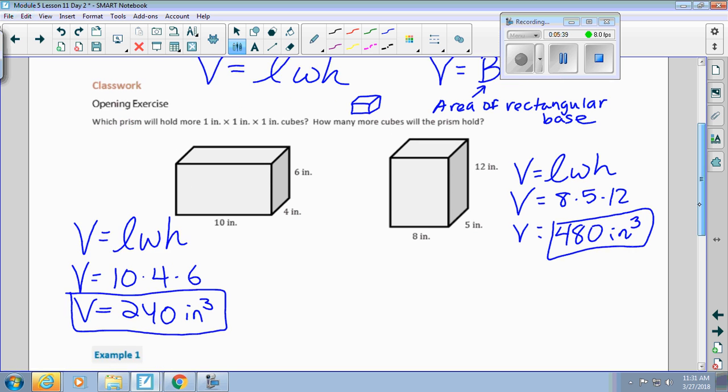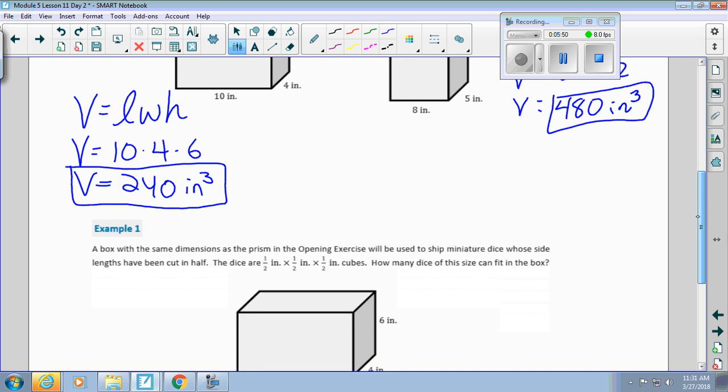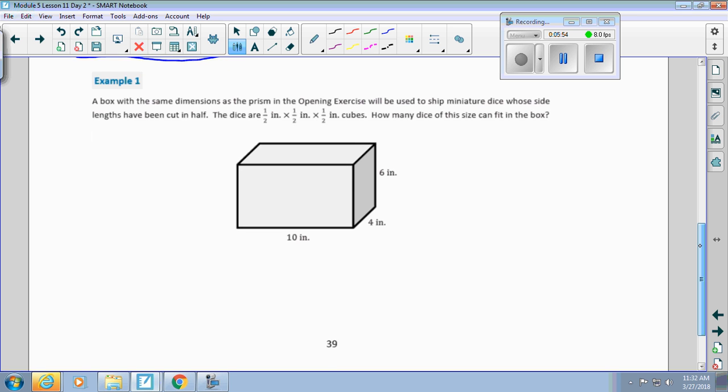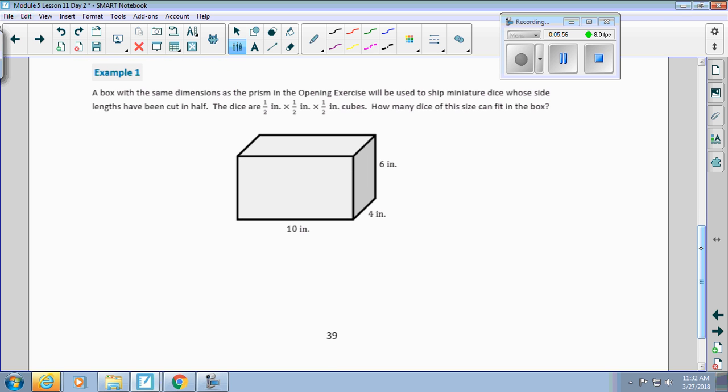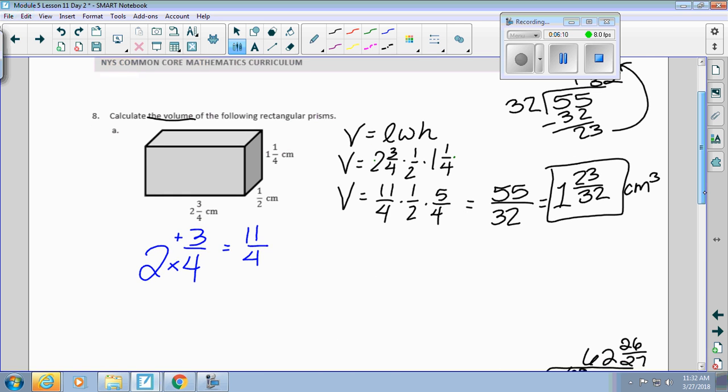All right, so we calculated these two. We said that the one on the right has a volume of 480 versus the one on the left, which was 240 inches cubed. Today we're going to talk about this one, and we are going to dive into something a little challenging here, but I would like to go over your homework before we get to that. So if you could go to page 41, this was your homework.